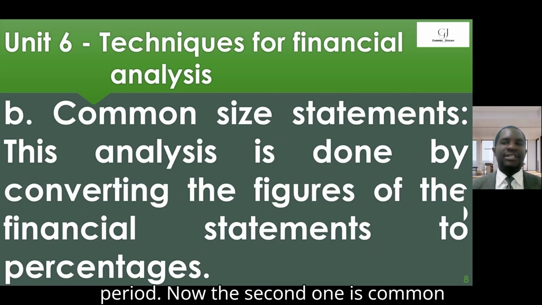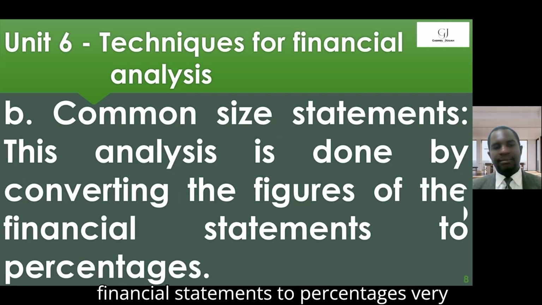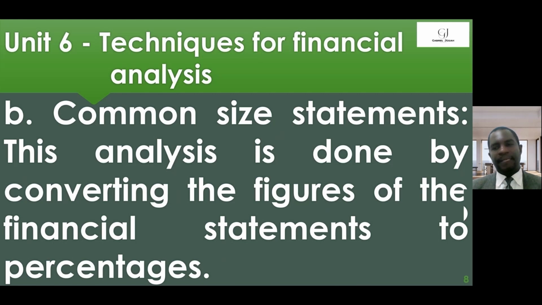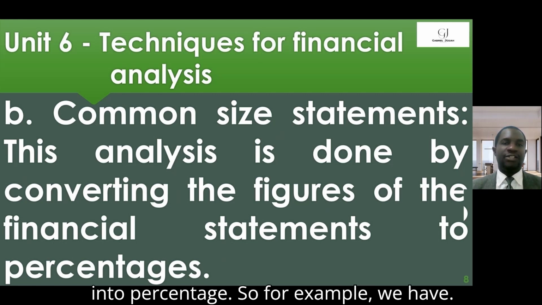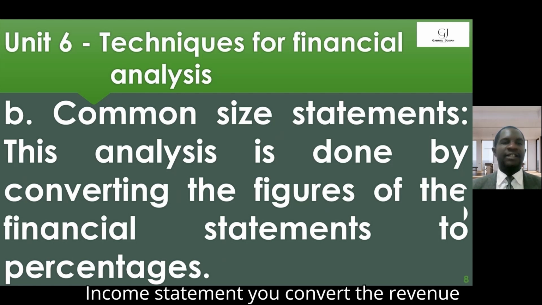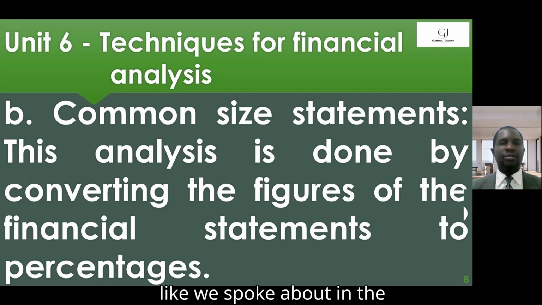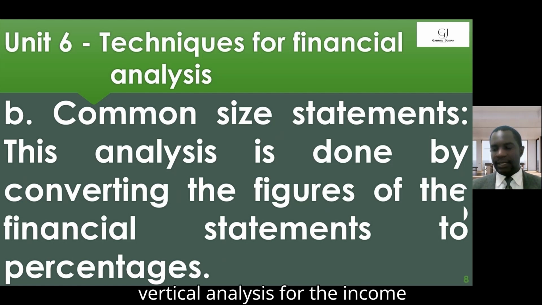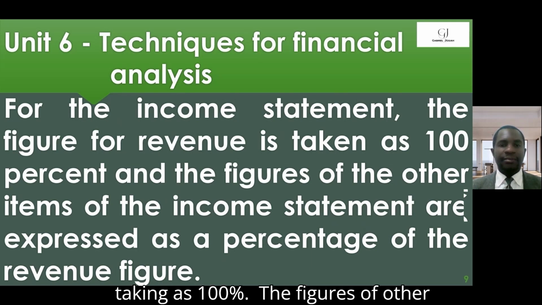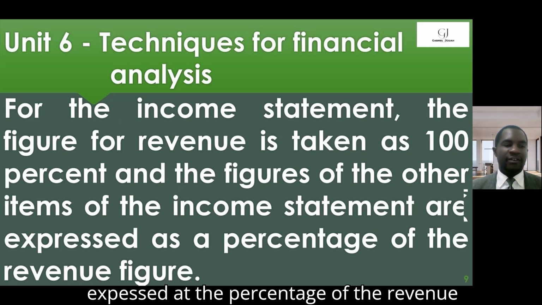Now, the second one is common size statements. This analysis is done by converting the figures of the financial statements to percentages. Very important. So you're converting the figures of the financial statement into percentages. So, for example, we have an income statement. You convert the revenue as a percentage of other expenses, like we spoke about in the vertical analysis. For the income statement, the revenue figure is taken as 100%.